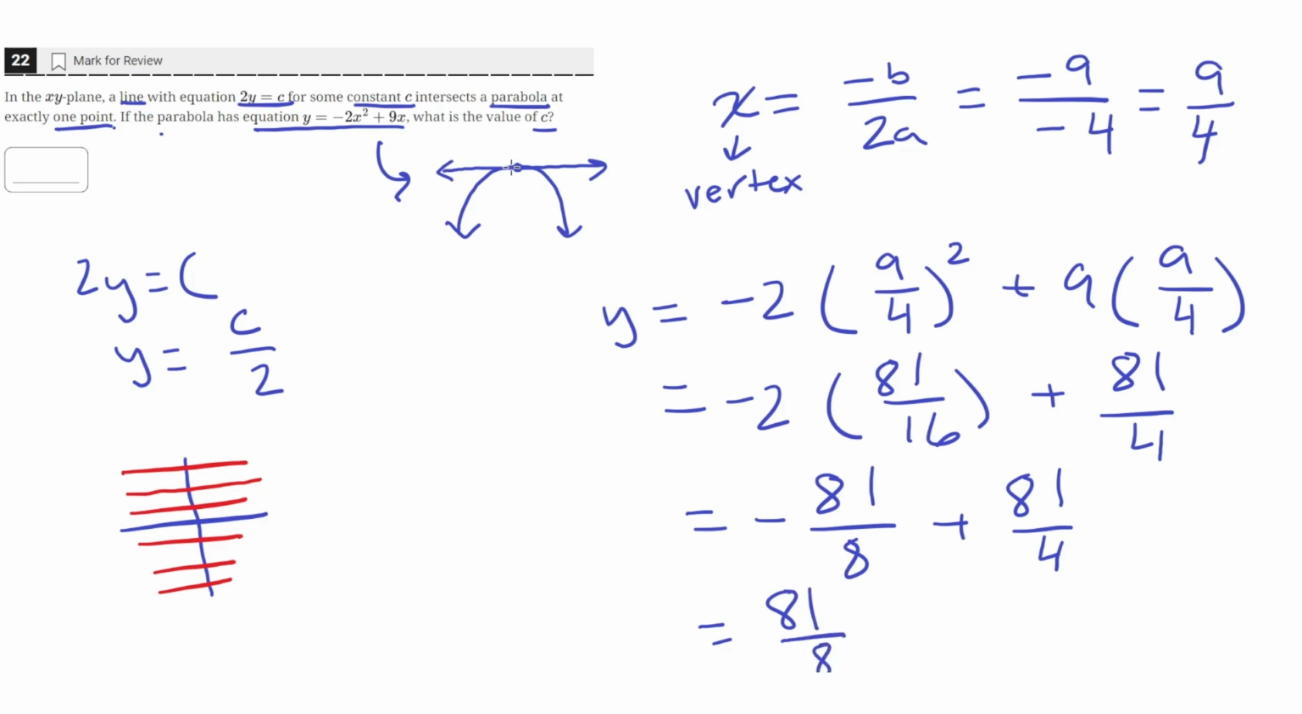So the y value at this vertex is equal to 81 over 8, which means the y value of the line should also be 81 over 8 since they intersect at this point. So for the equation y equals c over 2, the y value should be 81 over 8, and that should be equal to c over 2. If we multiply this 2 to the other side, we get that c is equal to 81 over 4, and that's the answer. 81 over 4 is the value of c.